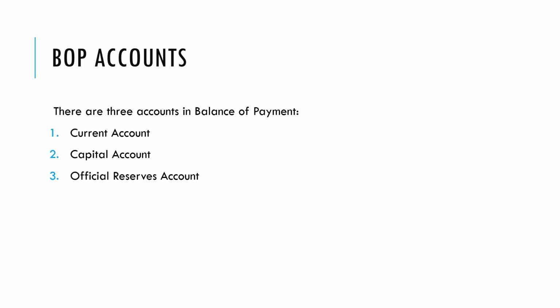Now let us look at the types of BOP accounts. There are three types of balance of payment accounts. They are current account, capital account, and official reserves account. Let us look at each one of them in detail.